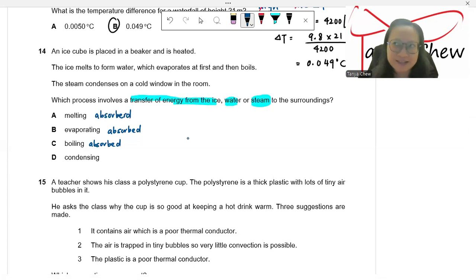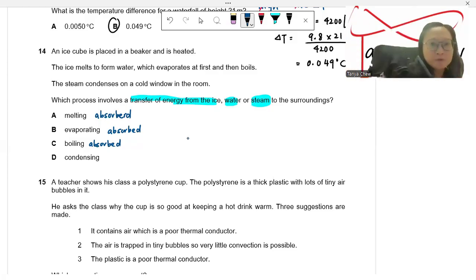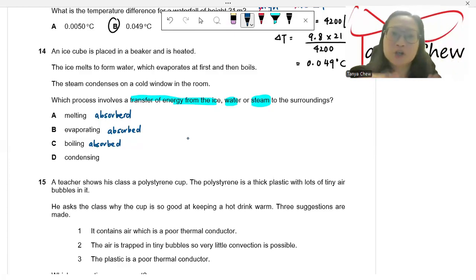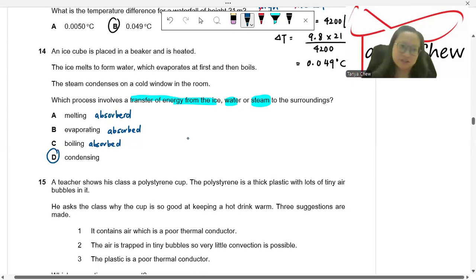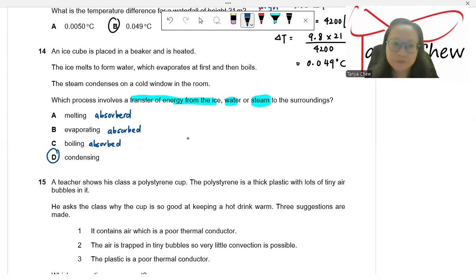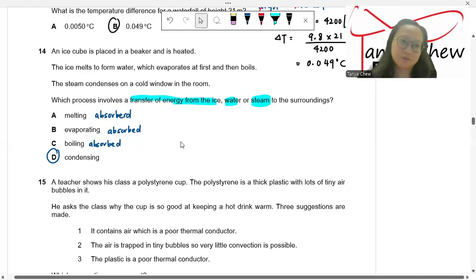Condensing. What about condensing? Gas particle changes to liquid, right? The gas particle wants to change to liquid. The distance between the gas particles is large and they have higher kinetic energy, so it has to give out energy in order for the particles to come closer and turn into liquid state. So this D is the answer. Transfer of energy to the surrounding. Yeah, it is losing energy.